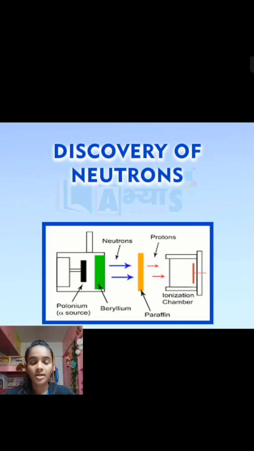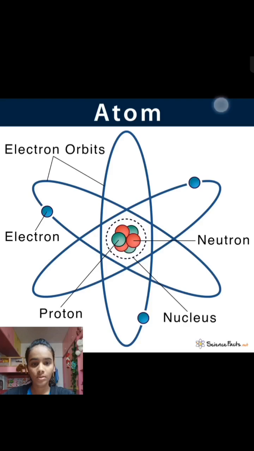Now let's see the conclusion. It was therefore proved that in the nucleus of the atom are present particles which possess no charge, but have a mass almost equal to that of the protons. This confirmed the existence of the neutrons, found to be as heavy as protons. Protons and neutrons are together known as nucleons. Now let's see about the atom.